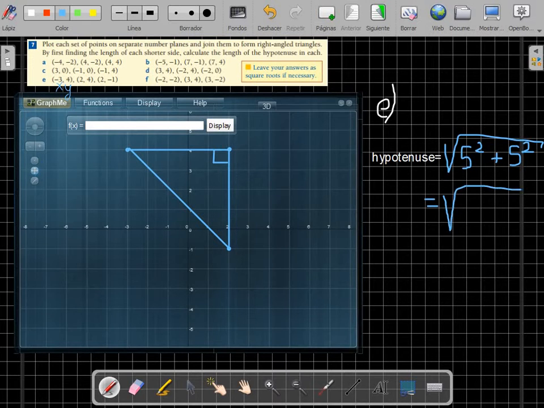So 5 squared is 25, plus 5 squared equals 25, and that's going to be equal to the square root of 50. Now 50 doesn't have an integer square root, so that's where we're going to leave it. The square root of 49 is 7, the square root of 64 is 8, but there is no integer solution for the square root of 50, so we're going to leave it that way. That's why they're saying here, leave your answers as square roots if necessary. So we're going to leave it that way, okay?